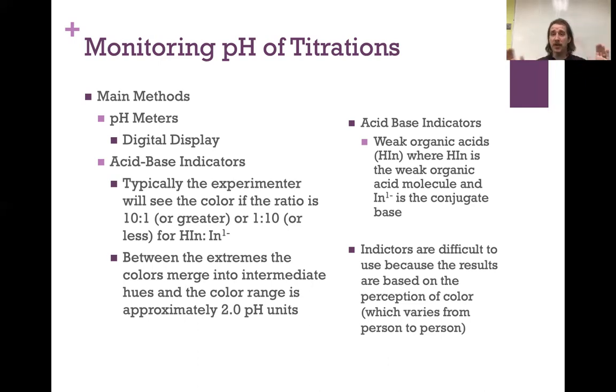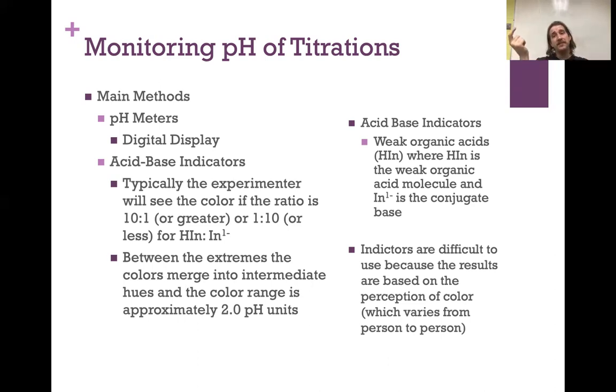Additionally, when you're looking at these indicators, they typically change colors over a range of 2 pH units, which means you're going to start to see a color change, and then it's going to gradually change from one color to the next until you finally get to that final pH color. So again, they can serve a usable purpose, but we have to keep in mind that there are some limitations to how we can use these.